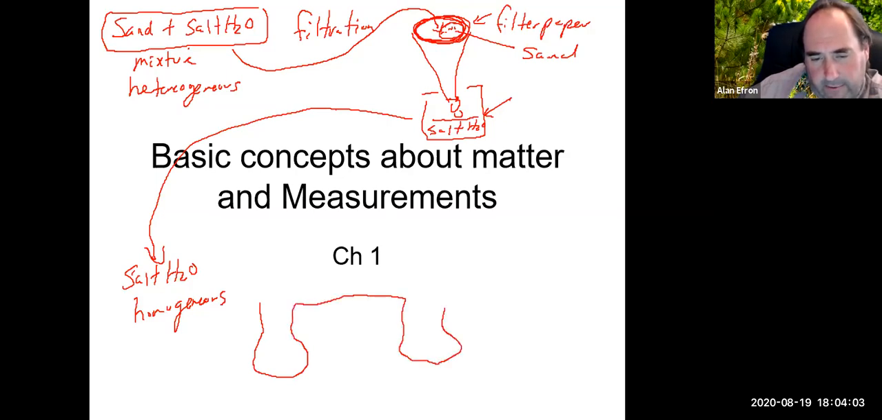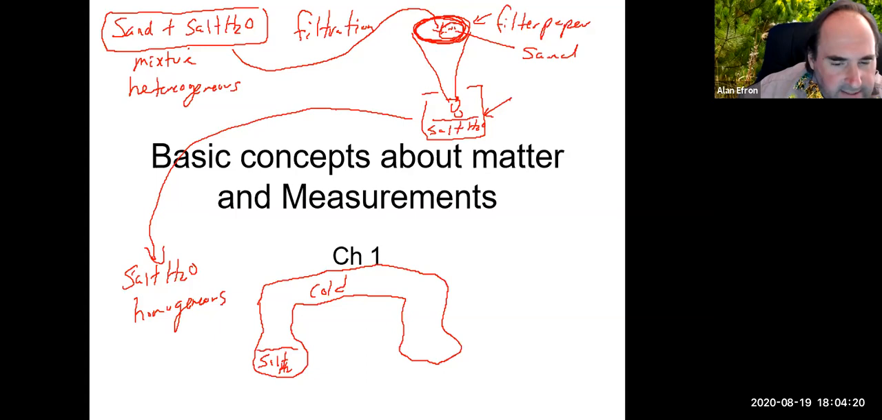Nice artwork here. Sort of a closed system, basically two containers with a tube connecting them. If we keep the tube that connects them really cold, and we put our salt water into here, and I decide I'm going to heat my salt water, nice Bunsen burner there. Hard to believe I failed art, but we'll go with it.